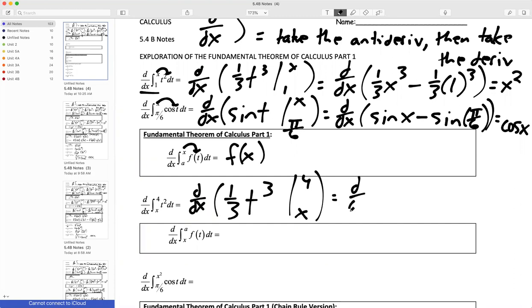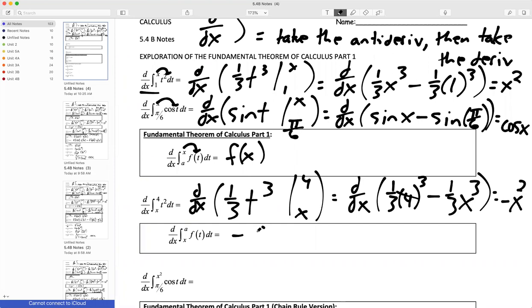And so, just a second, I'm going to take the derivative, but I'm going to plug in the bounds. So that's giving me 1/3 4 raised to the third power minus 1/3 x to the third. And now I'm going to take the derivative. Derivative of that is 0. Derivative of this is negative x squared. So you are correct. If this is the lower bound, then it's going to be negative f of x. Okay, well, I got one more.